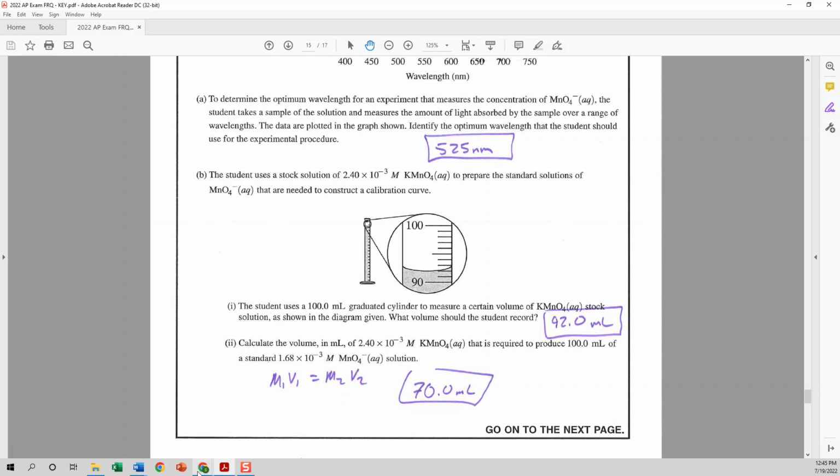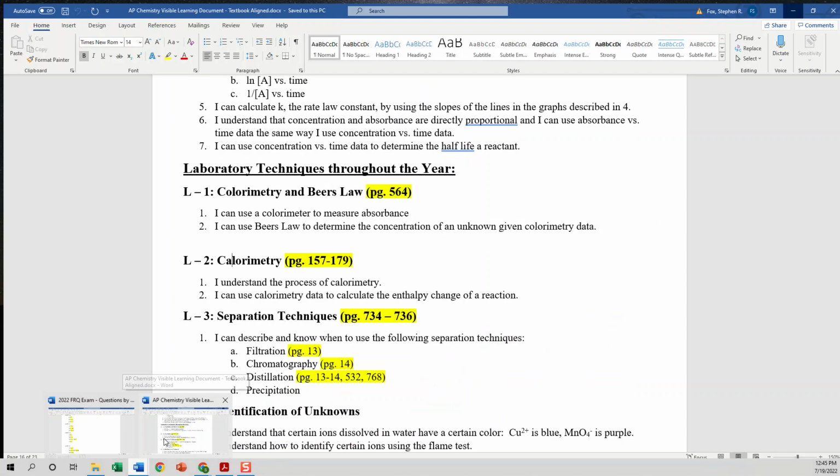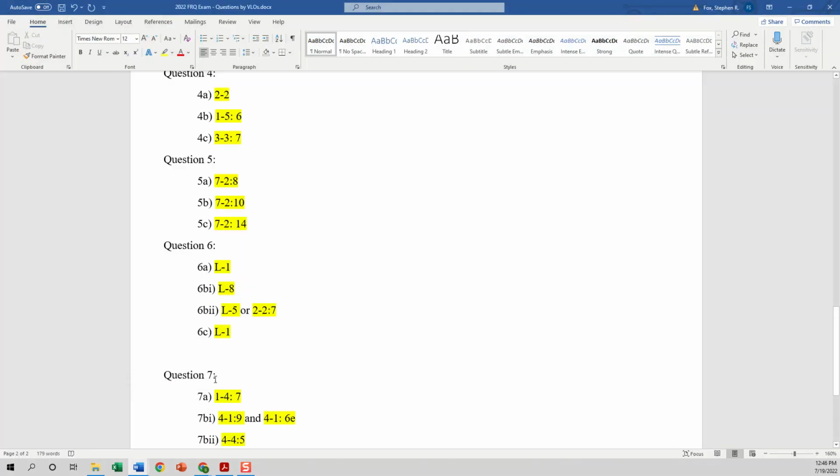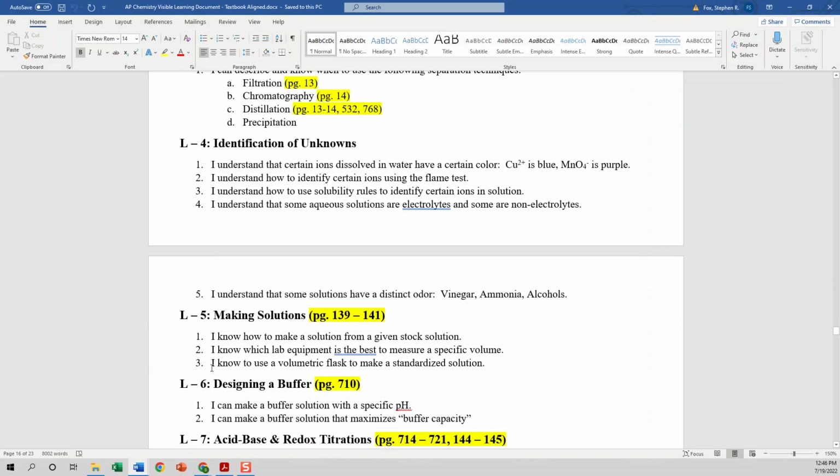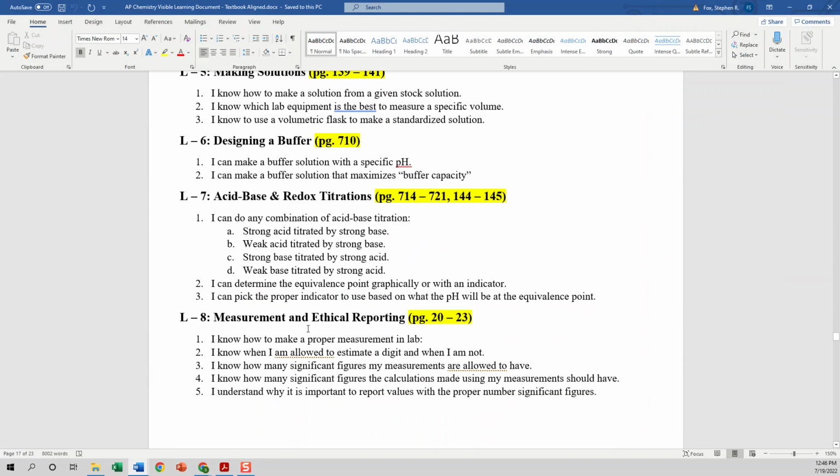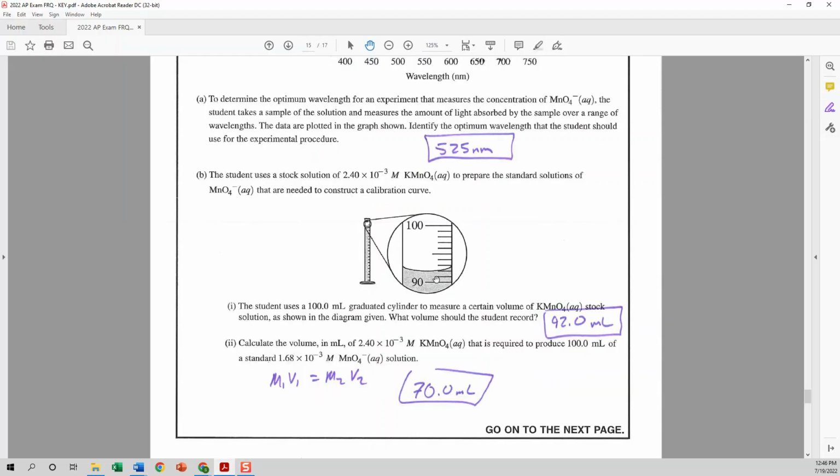So if we go to our visible learning objectives, this is BI, and it's L-8, and L-8 is all about measurement. So it's being able to take a proper measurement and knowing that you have an estimated digit when you're using things that have graduations, things that have calibrations. So not a digital instrument, but things that you're reading off the tick marks, you're reading off the graduations. You have to take one estimated digit. So the way we do that is if we look at this, it looks like the meniscus is right at 92, right?